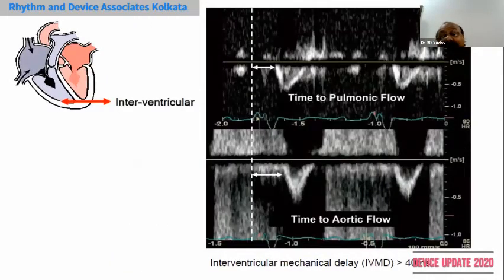Another is interventricular desynchrony, which is measured very easily by the QRS onset to the onset of pulmonary blood flow, compared with the QRS onset to the aortic flow. As you know, aortic flow will be delayed if there is LBBB, and if the delay is more than 40 milliseconds, that means interventricular desynchrony is there.